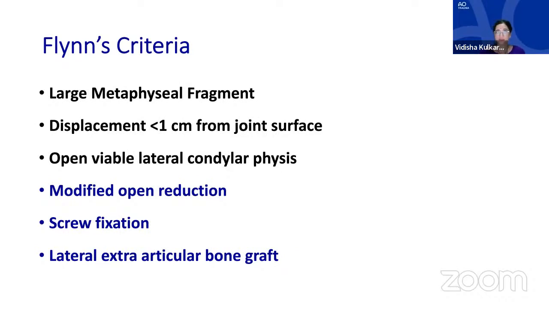So Flynn has devised criteria for treating these cases with modified open reduction. What are these criteria? If the metaphyseal fragment is large enough, if the displacement of the fracture is less than 1 centimeter from the joint articular surface, and if the lateral condylar physis is open, these non-unions are good candidates for modified open reduction, which involves metaphyseal screw fixation and achieving union at the metaphysis level, maybe with the use of a bone graft in the metaphyseal area, and no attempt is made to align the lateral condyle to the trochlear surface in an anatomic way.